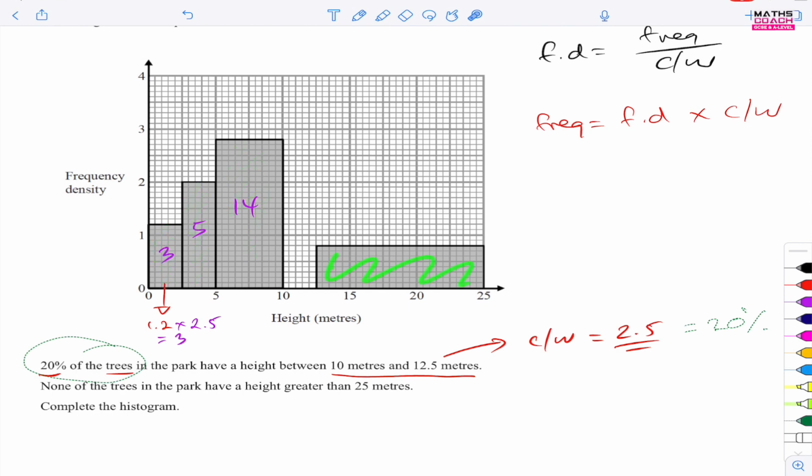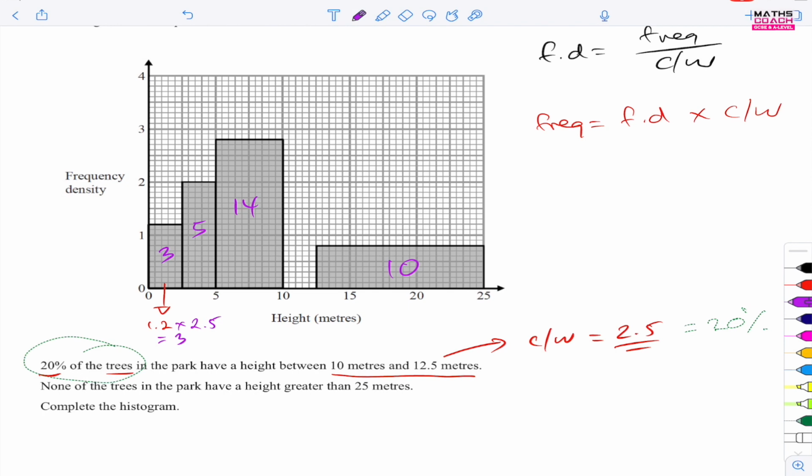Finally, let's work this out. So what's the frequency density? Well, we know that this is 0.8 times by the class width, which is going from 12.5 here all the way to 25. And that is 12.5. So 0.8 times by 12.5, and that equals 10. So that's equal to 10 right there.